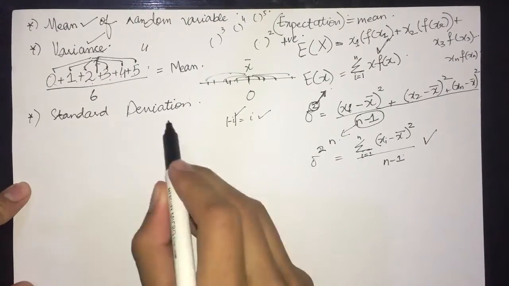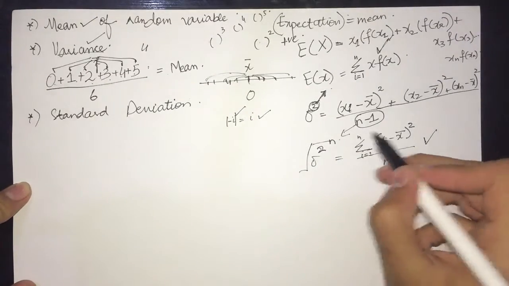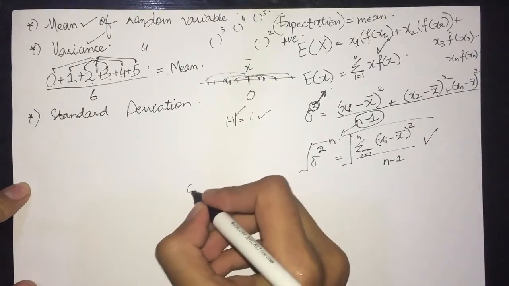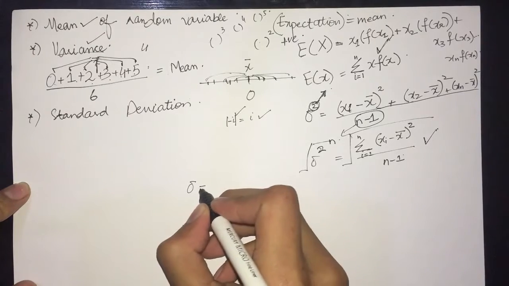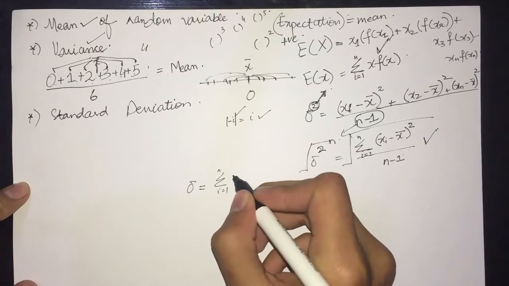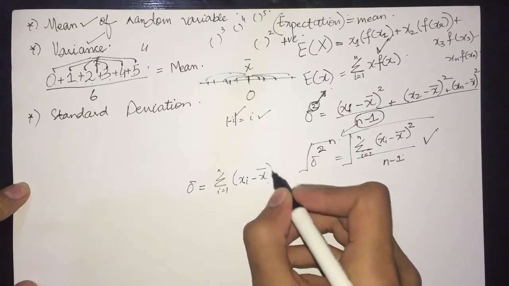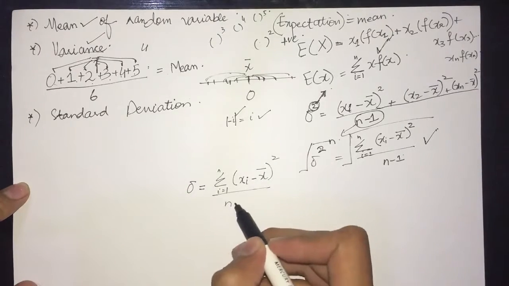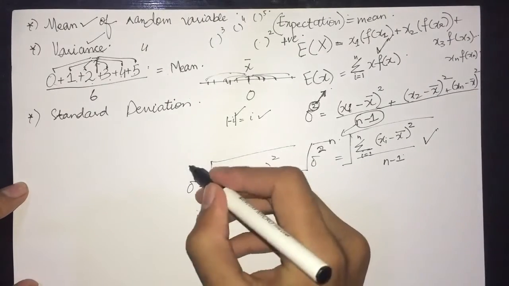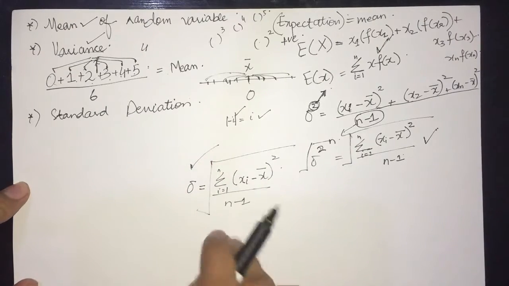Now let's come to standard deviation. Standard deviation is nothing else, just the square root of this whole variance thing. So the square root of sigma squared will give you sigma, which is equal to the square root of the sum from i equals 1 to n of (xi minus x bar) whole squared, divided by n minus 1. The formula for standard deviation is this one.